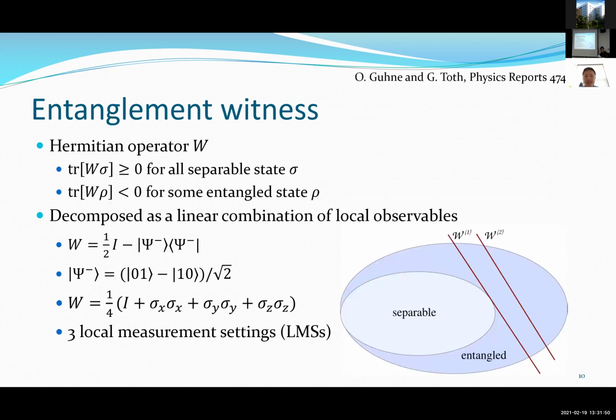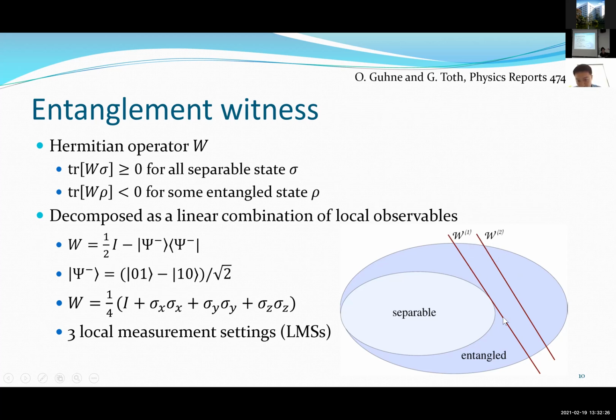Then how can we verify in experiment whether a state is entangled or not? We use what we call an entanglement witness, which is an observable W, and the measurement outcome for this W is non-negative for all separable states, but for some entangled states, it's negative. Obviously, by the first criterion, once you measure some state, if it gives a negative result, then it must be entangled.